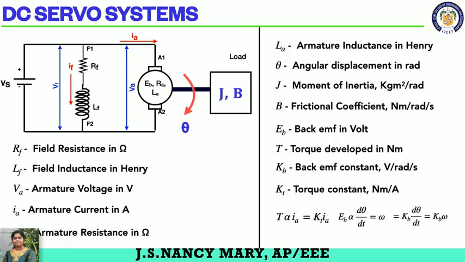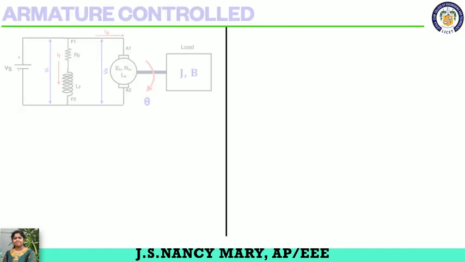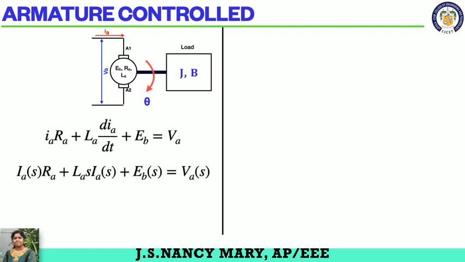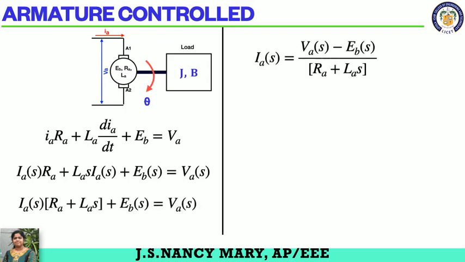Okay. Now in armature control DC motor, we could apply KVL and write Va is equal to Ia into Ra plus La into di by dt plus Eb. So take the Laplace transformation, you will be getting the equation like this. In this equation, you take your Ia of S outside such that Ia of S is equal to Va of S minus Eb of S divided by Ra plus La into S. You know very well Eb is equal to Kb into S into theta of S.